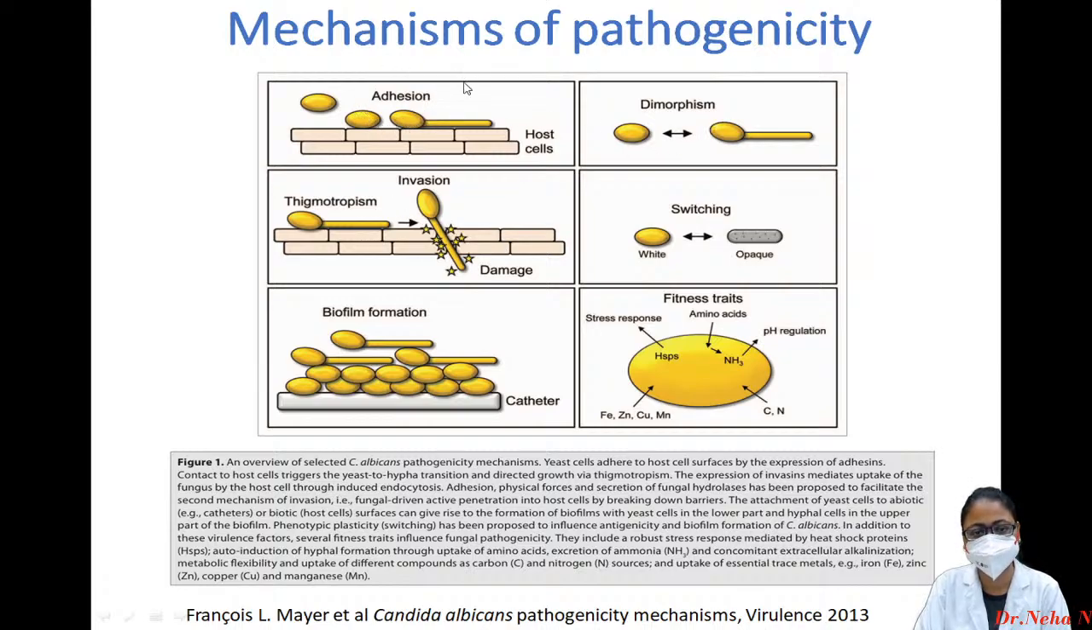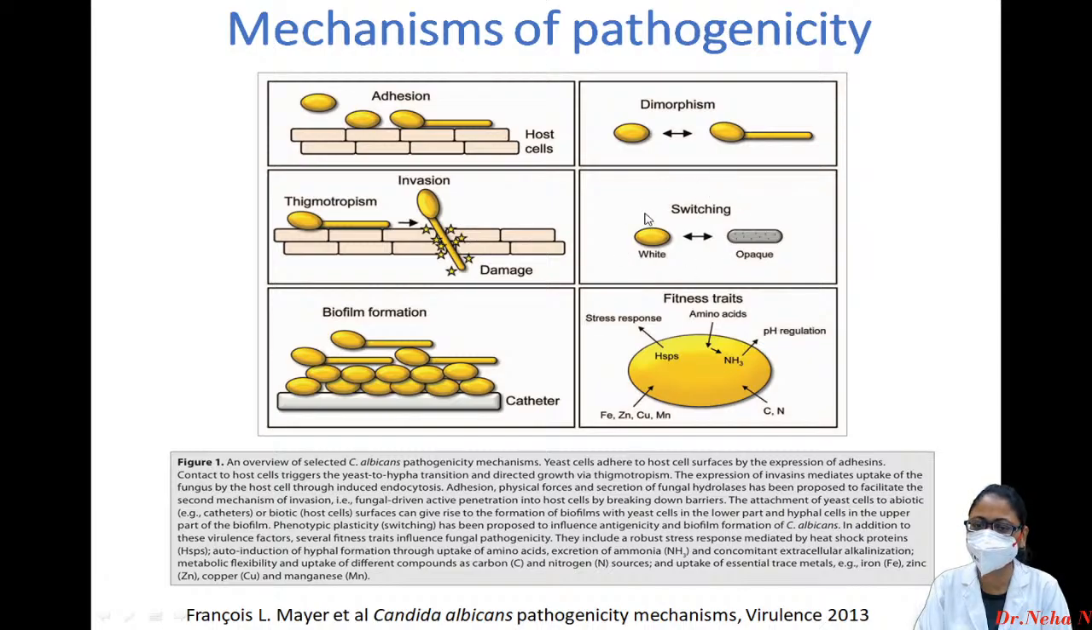First, as I explained, this is adhesion, done by the expression of certain adhesins, and here we can see the cells attaching to the host cells. Second is the dimorphism, in which the yeast cell is changing into hyphal forms. Now this one explains the thigmotropism and invasion. Basically it's the cell sensing the surface of the host and inducing hypha formation, and then inducing certain invasions, after which the hypha can penetrate the tissues.